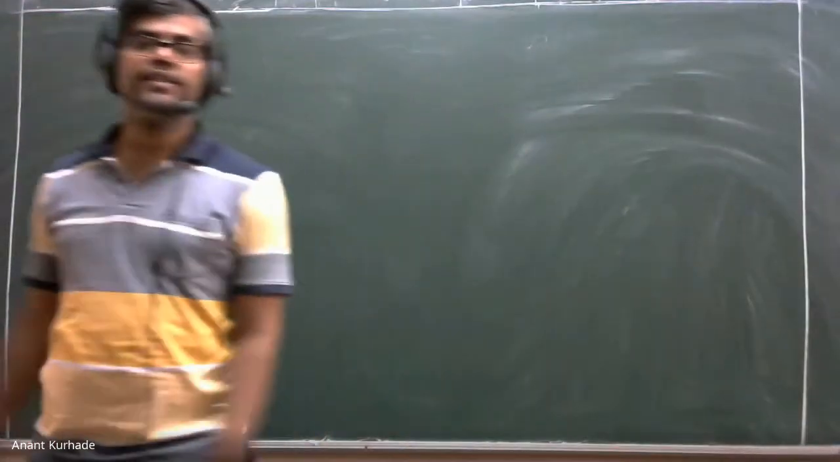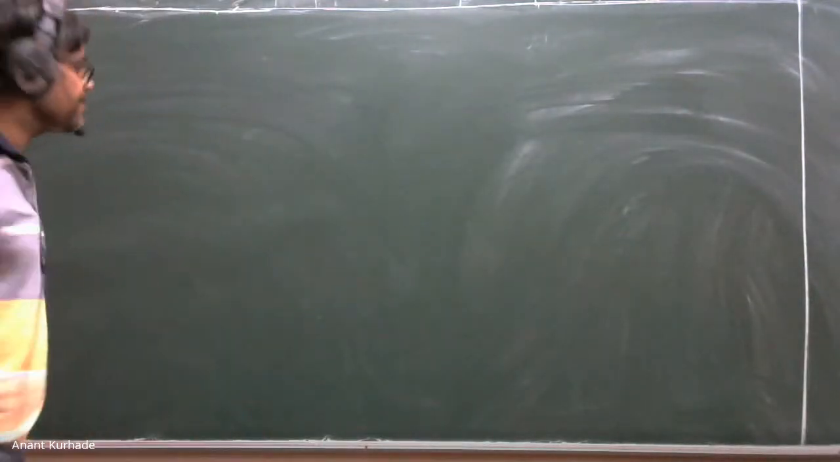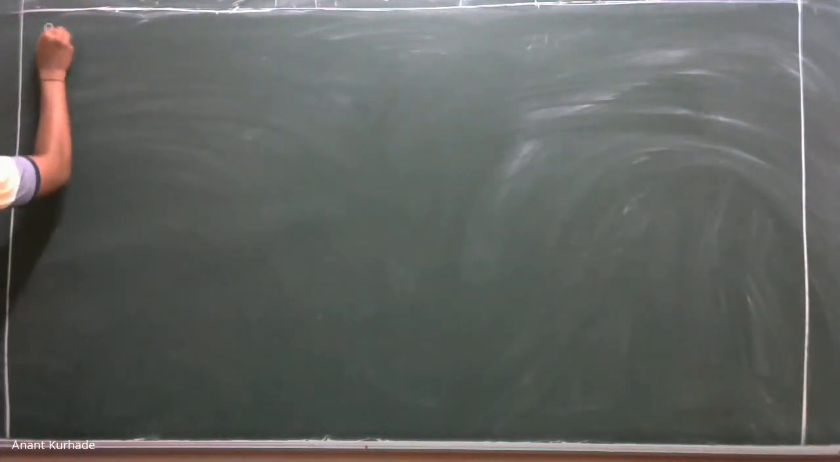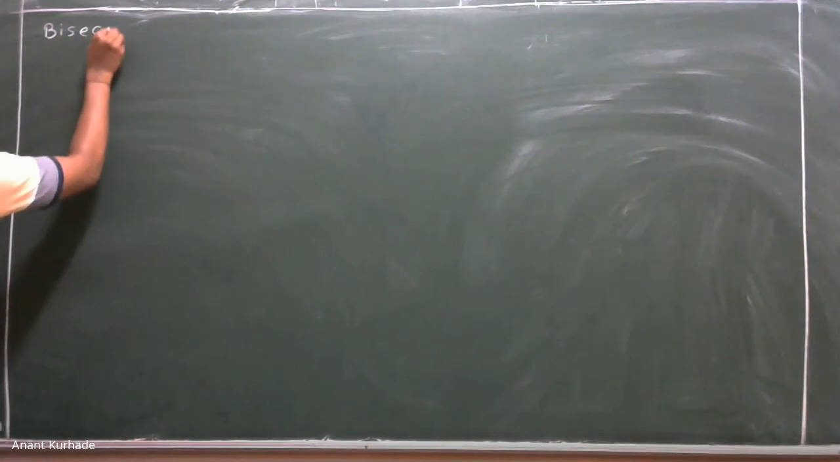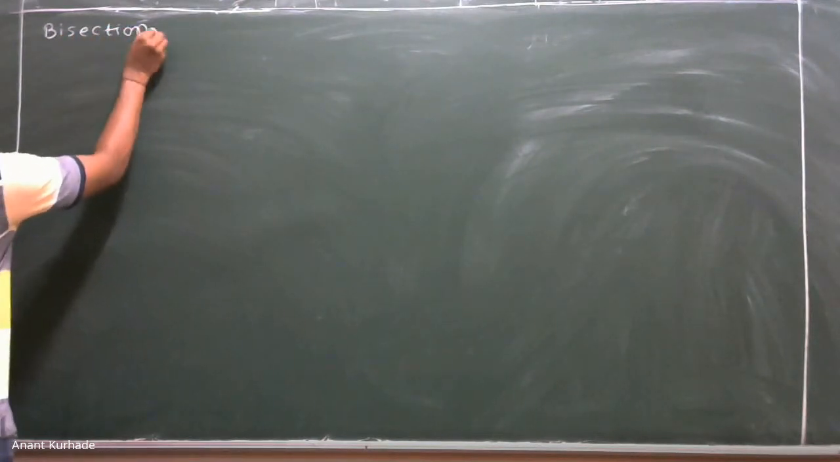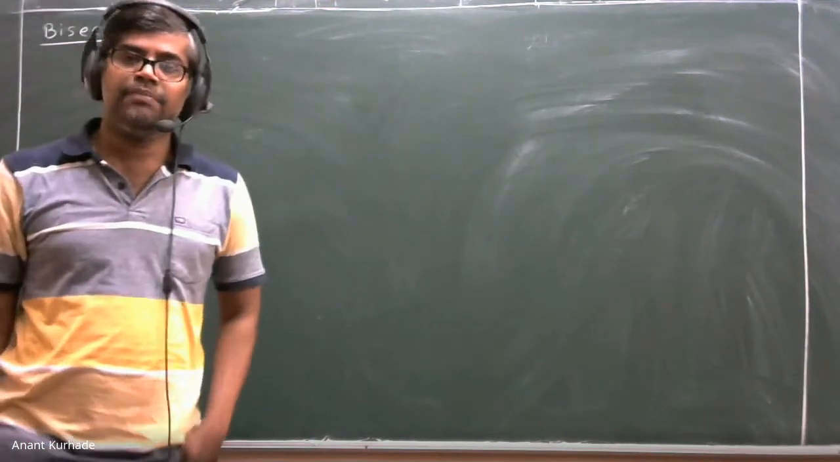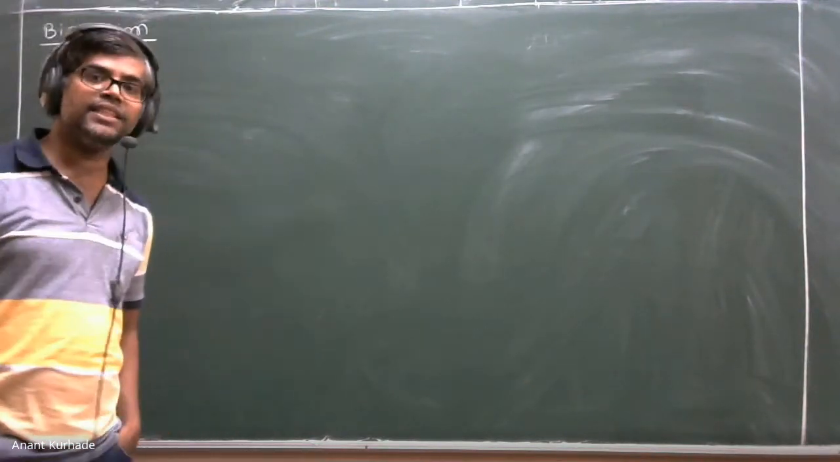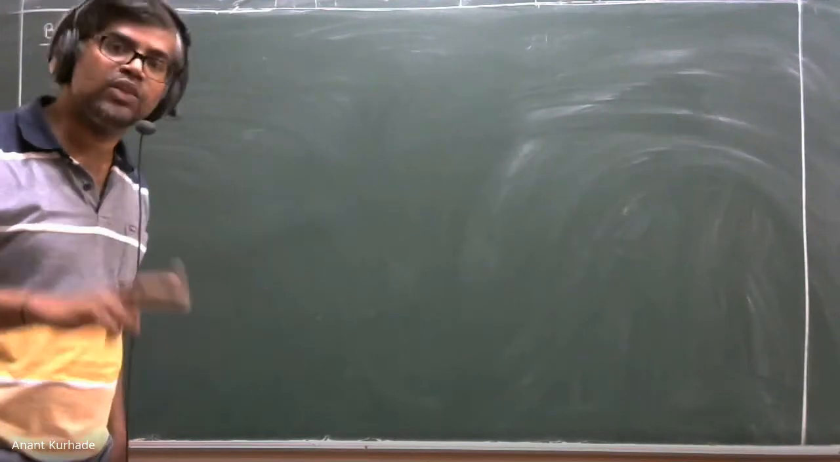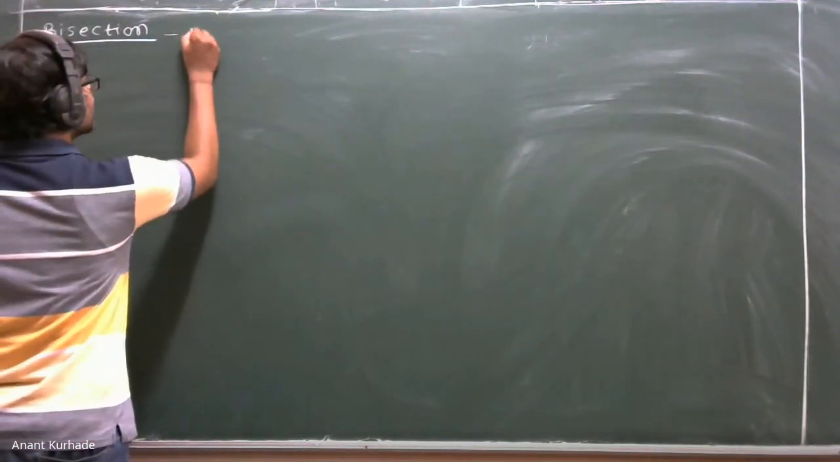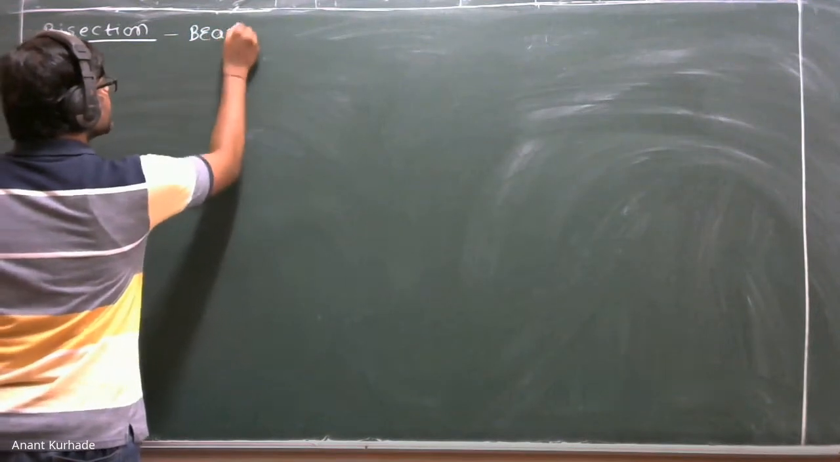Okay. Yesterday we discussed one method, that is the bisection method. As the name indicates, bi means two and section means you have to divide those two numbers. This method is called a bracketing method.